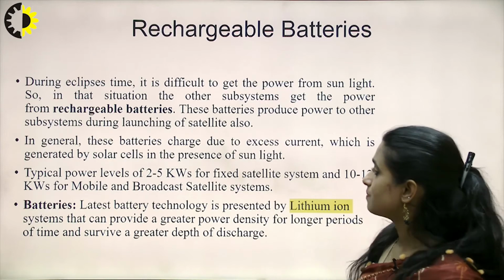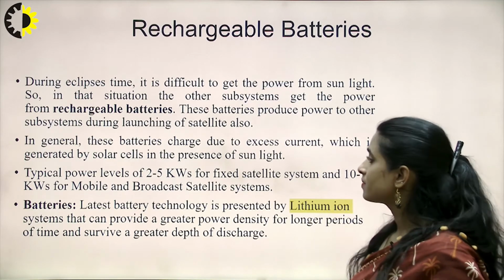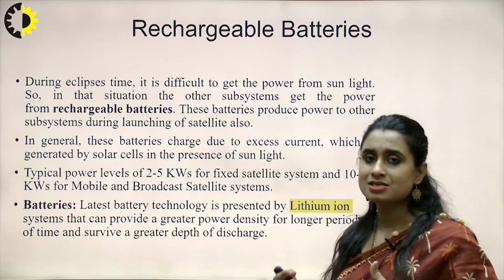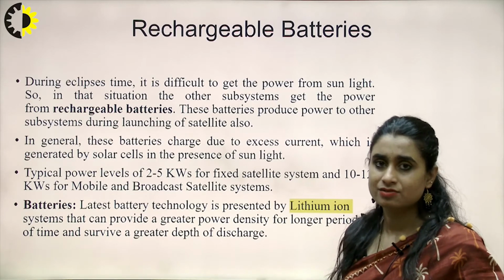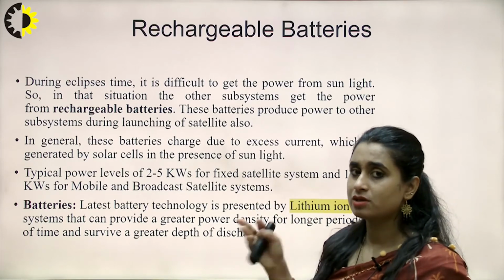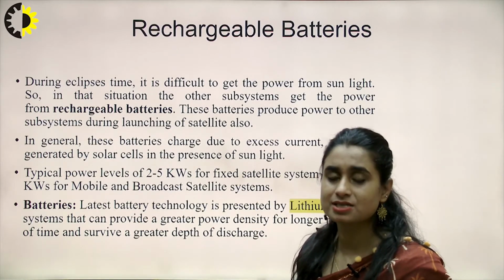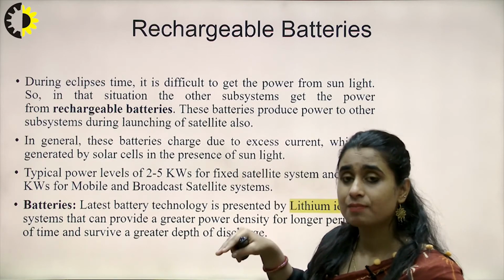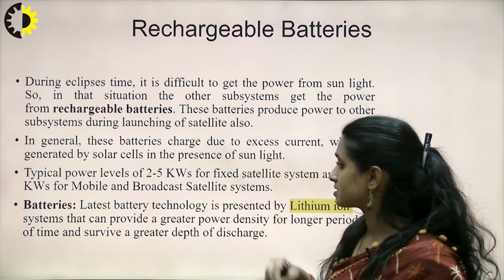In general, these batteries charge from excess current. So when they discharge, they get charged again, right? We cannot equip our satellite with batteries that will run forever. Batteries do discharge, so we equip our satellite with rechargeable batteries.